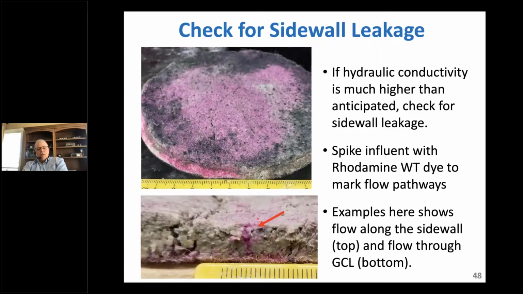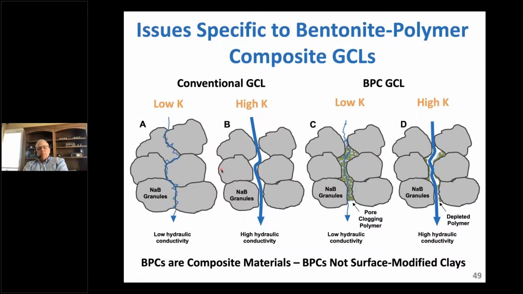What we should see is the flow going through the specimen, like I've shown here in this lower diagram. That's a flow path through the GCL, not a sidewall leak, and that is indeed corresponding to a high hydraulic conductivity. This is an actual GCL with high hydraulic conductivity. This is a GCL that appears to have high hydraulic conductivity because we had a sidewall leak. So if we get a high hydraulic conductivity, run a dye test, see if we have sidewall leakage. Let's take just a couple of moments here to finish.